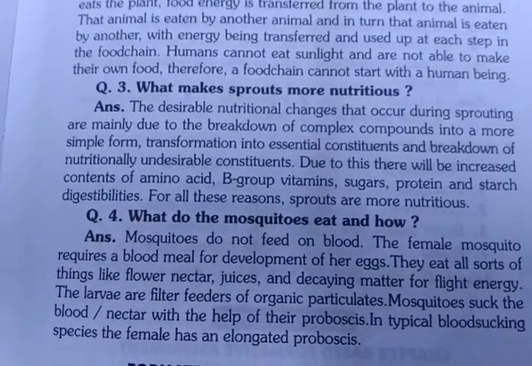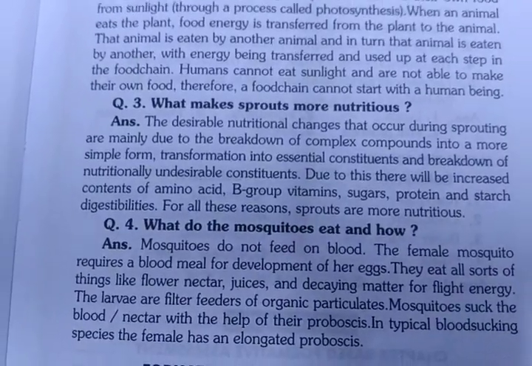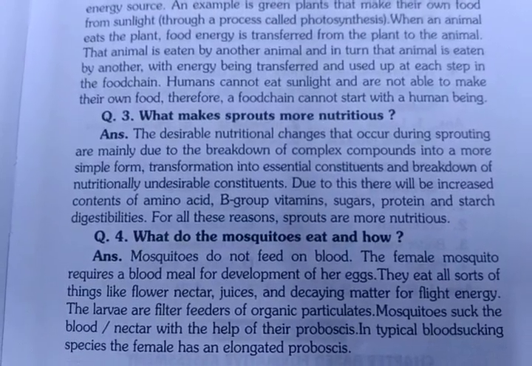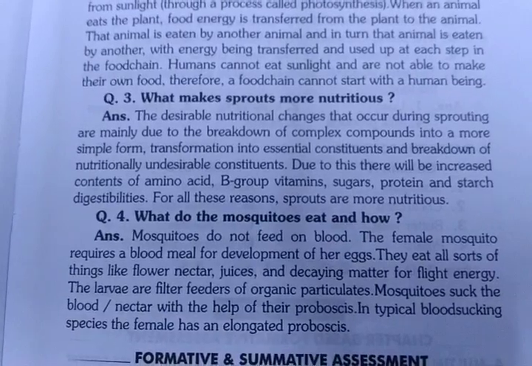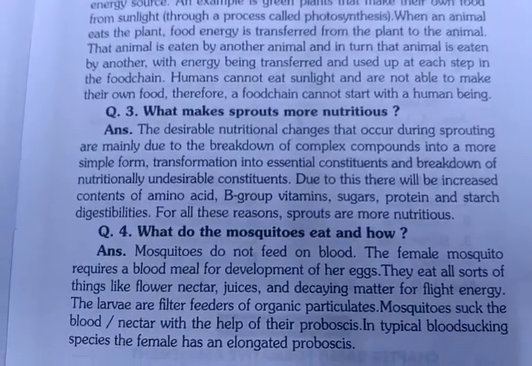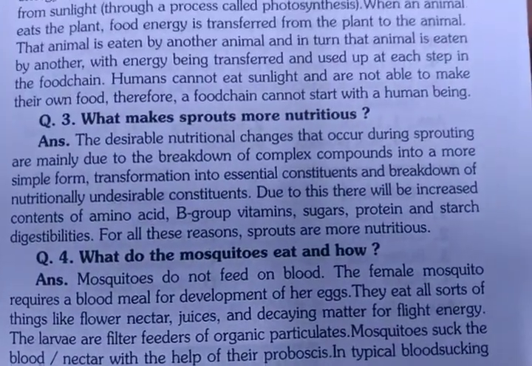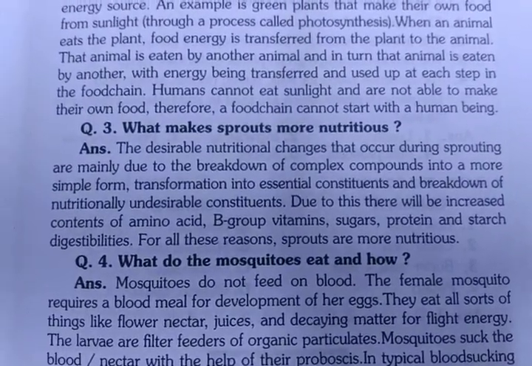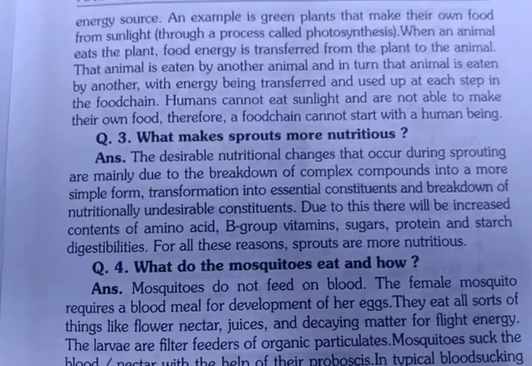For flight energy, especially when they fly, and the larvae are fed organic particulate matter. Mosquitoes suck the blood and nectar with the help of the proboscis. In typical blood sucking species, the female has an elongated proboscis. These are the things by which we understand why mosquitoes eat and how they grow. So this was our chapter number 1 question answers, complete question answers.